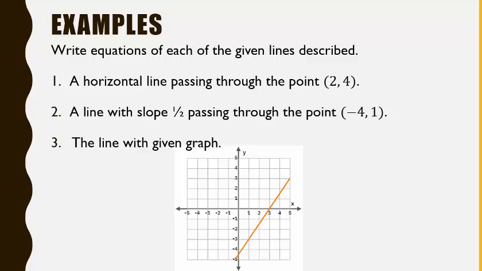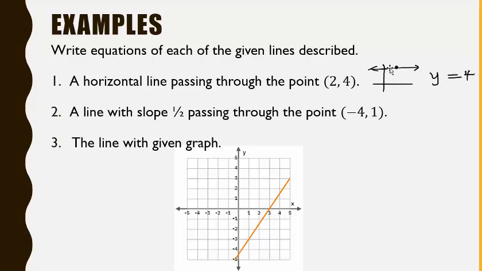Let's take a look at these examples to finish up our lesson. We're going to write equations of each of the lines described. So number 1, a horizontal line passing through the point (2, 4). Horizontal lines have all y coordinates the same and a slope of 0. So we're going to have an equation of the form y equals some constant. In this case, y equals 4.